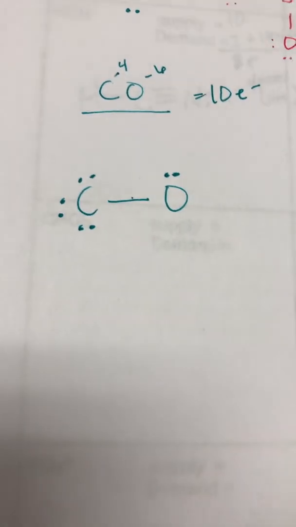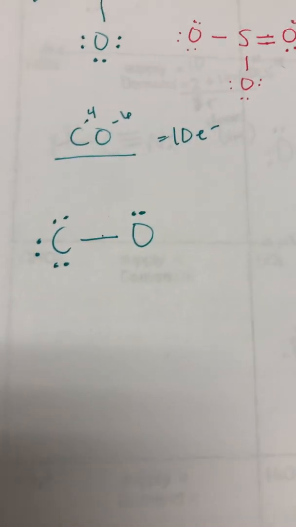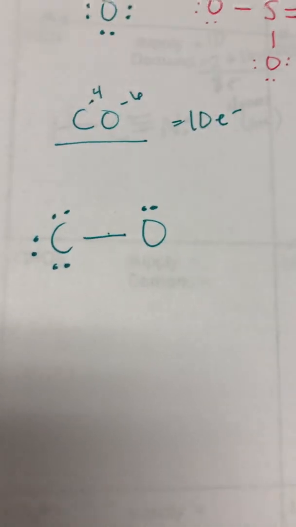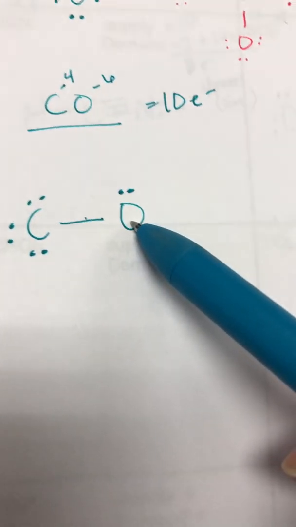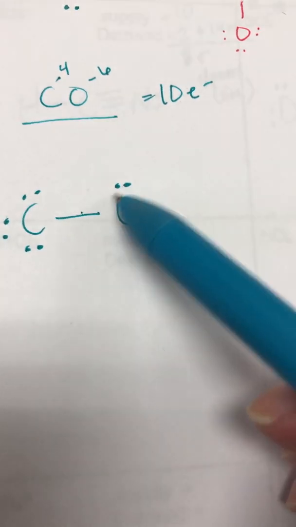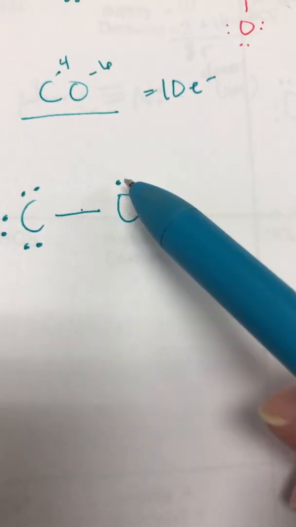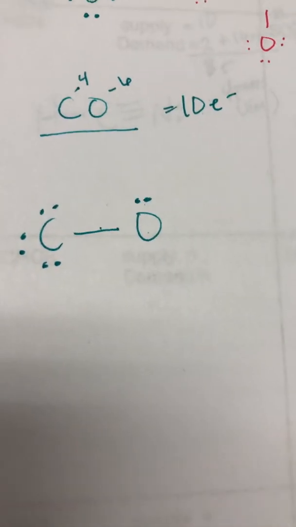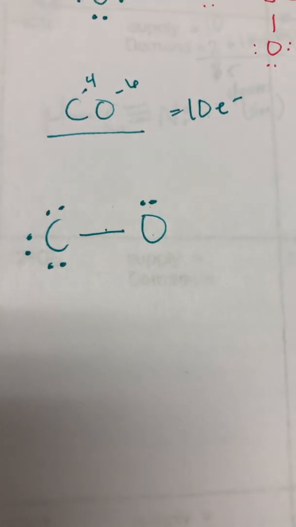So I've filled in all the electrons I can fill. I can't add any more because they're only supplying 10. I can't magically make some appear. But what's wrong with this picture is that oxygen is short electrons. It wants 8. It only has 4 here. It has 2 and 2. So how can it get more electrons?